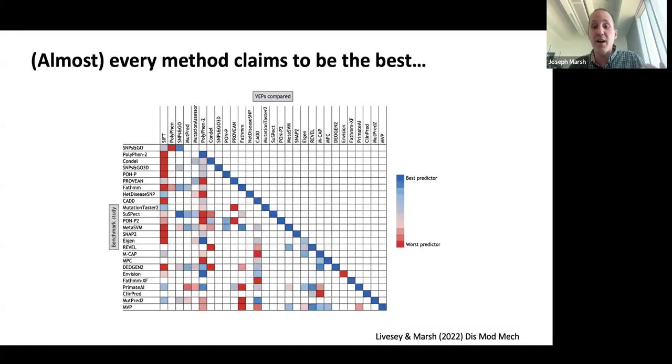So this is a figure from another review we wrote a couple of years ago, where Ben, a postdoc in my lab, went through a bunch of papers reporting new variant effect predictor methods, and he compared how well they performed in the paper where they were released, self-reported by the authors, versus how well other methods did in those papers and how well methods did in other people's papers.